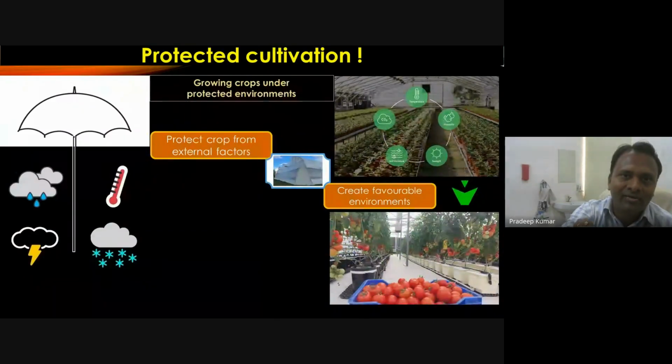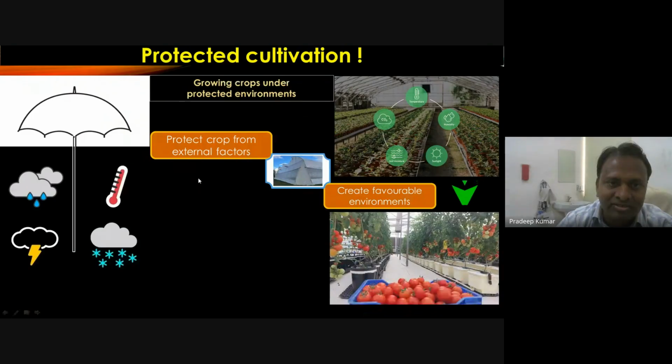I'm not going into detail on what protected cultivation is. You all know the two basic purposes of protected cultivation. The first is to protect crops from external factors. This could be anything that a crop experiences outside in the field, whether it's a hailstorm, high radiation like in the arid region, high temperature, low temperature, and so on. The second one is to create favorable environments, where you have some covering, any type of covering, and that certainly is going to create a modified environment. So these are the two objectives achieved with protected cultivation.